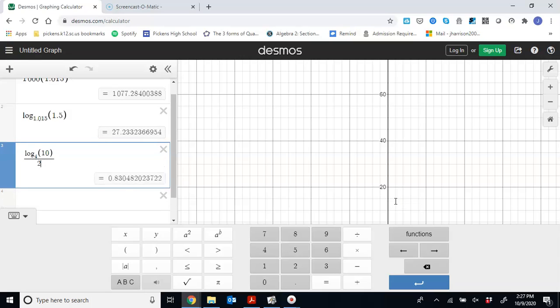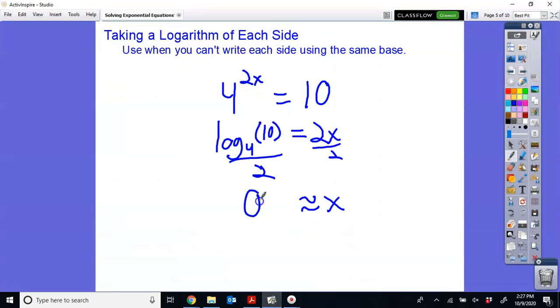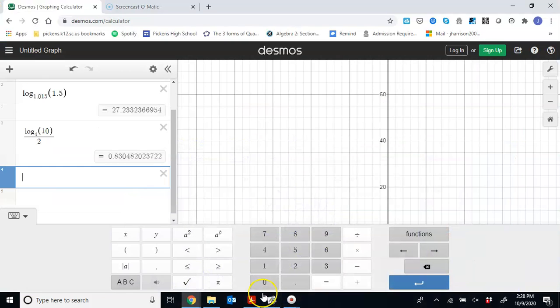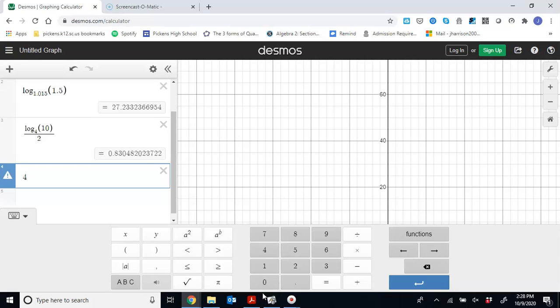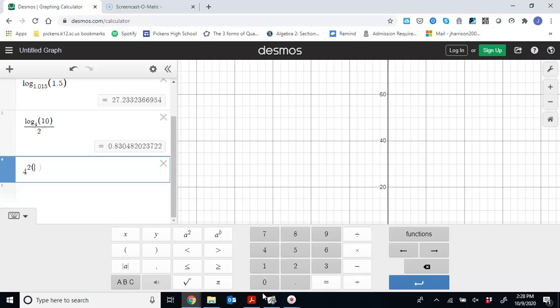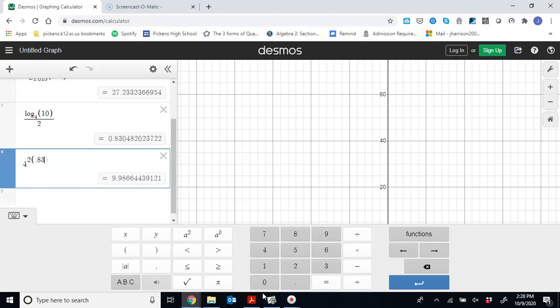So it's 0.830, so that's okay if I round that to 2 decimal places. A lot of times with logarithms, I like to round to 3 decimal places to try to be more exact. So this right here gives me the answer for x. It means if I take 4 and I raise it to the 2 times 0.83 power, I'll get 10. You can double check the answer by looking at Desmos and saying, okay, 4 raised to the 2 times 0.83 power, and that should be pretty close to 10. That's 9.986. That's pretty close to 10.